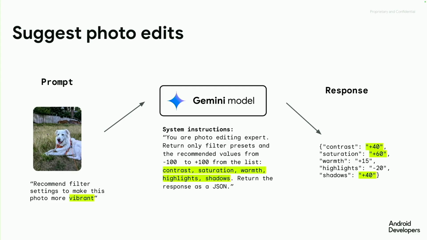So suppose a use case is suggesting photo edits. So in this case, we're prompting the model, recommend filter settings to make this photo more vibrant. So we can provide the following system instruction to the Gemini model before this prompt is provided, like you're a photo editing expert, here are the different values that you can configure, and return the value as a JSON. So after seeing the prompt now for making the photo more vibrant, it'll provide a JSON with the values to change.